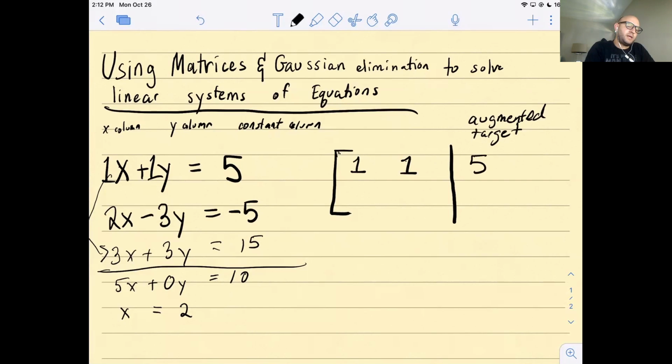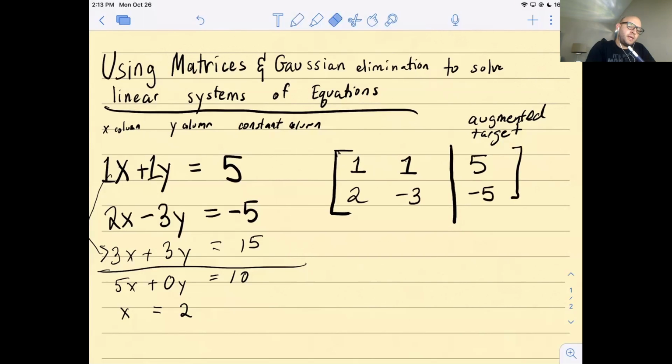And then over here, what do you guys think I should fill in? What would the second row be? Anyone want to take a stab at it? Nice. It would just be 2, -3. And then what about the number past the bar? -5. Perfect. That's it.